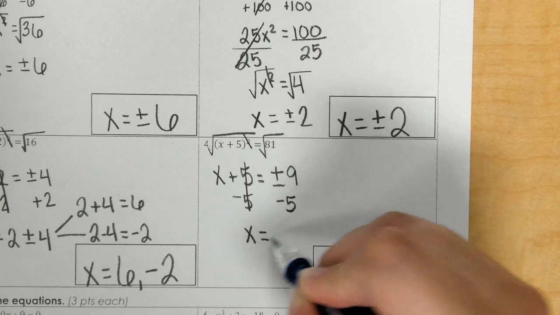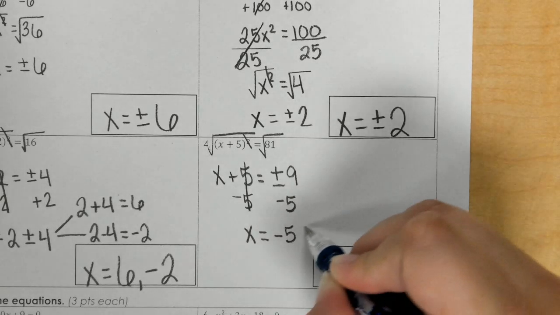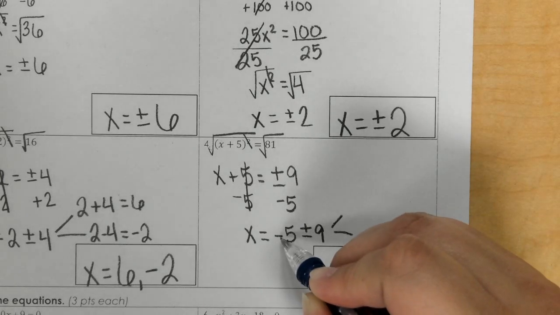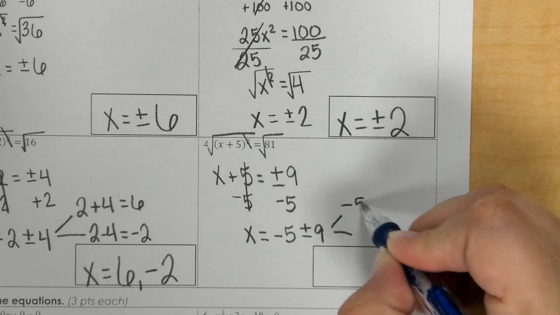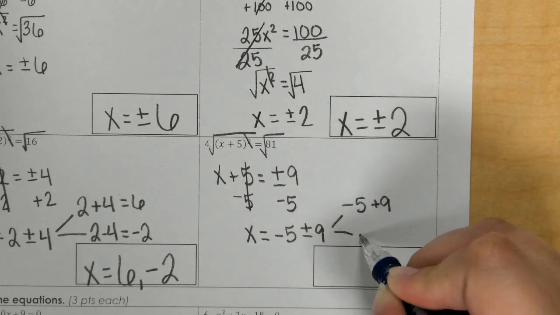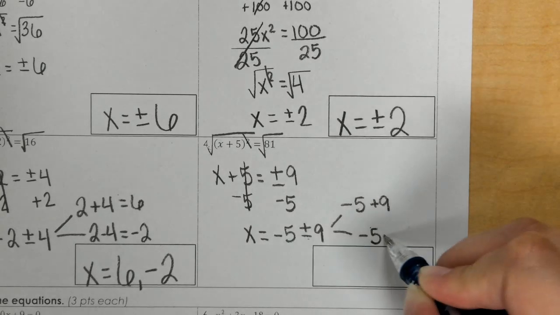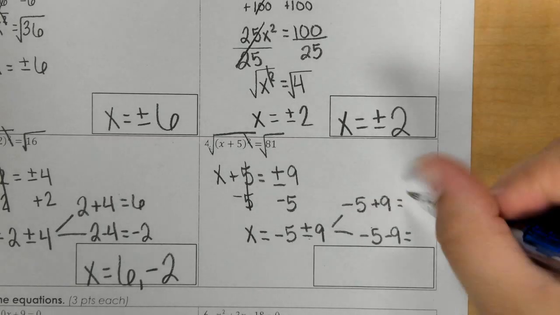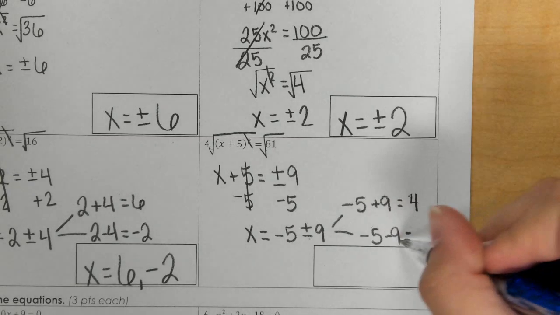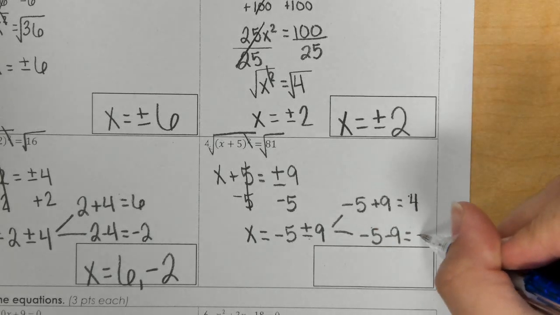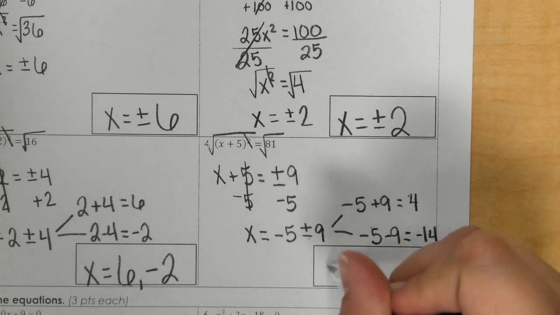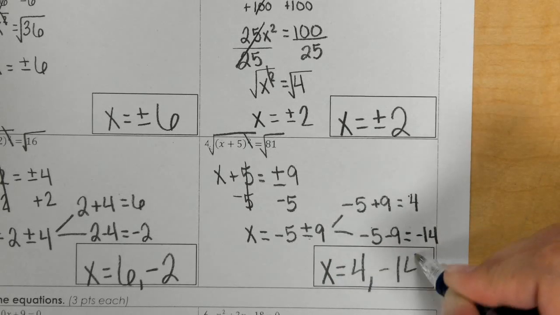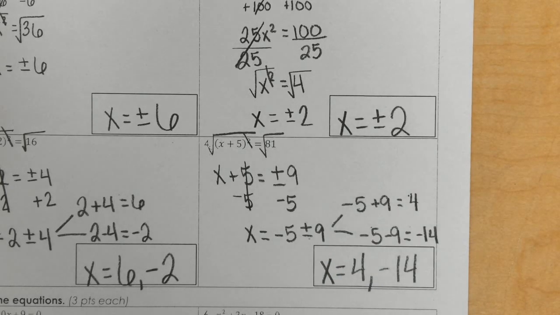So x equals a negative 5 plus or minus 9. So I have negative 5 plus 9 and negative 5 minus 9. So this becomes a positive 4, and this would become a negative 14. So my 2 solutions are 4 and negative 14. Okay.